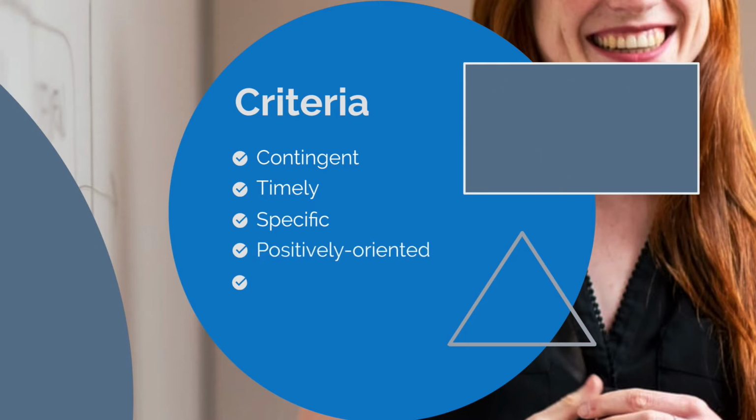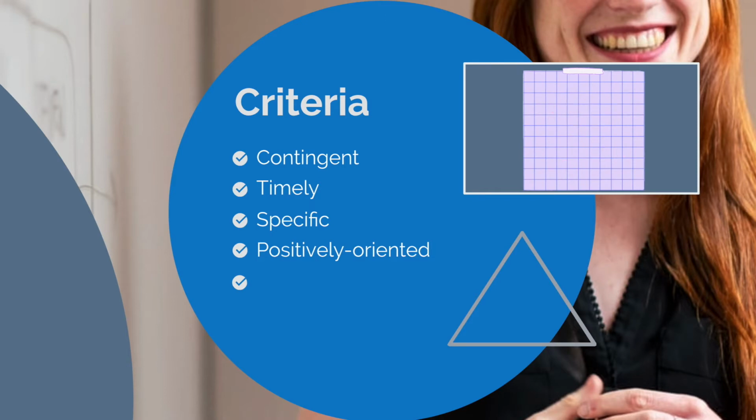Corrective feedback should be positively oriented in that it includes a description of behaviors a student should engage in rather than just telling the student to stop engaging in inappropriate behaviors.